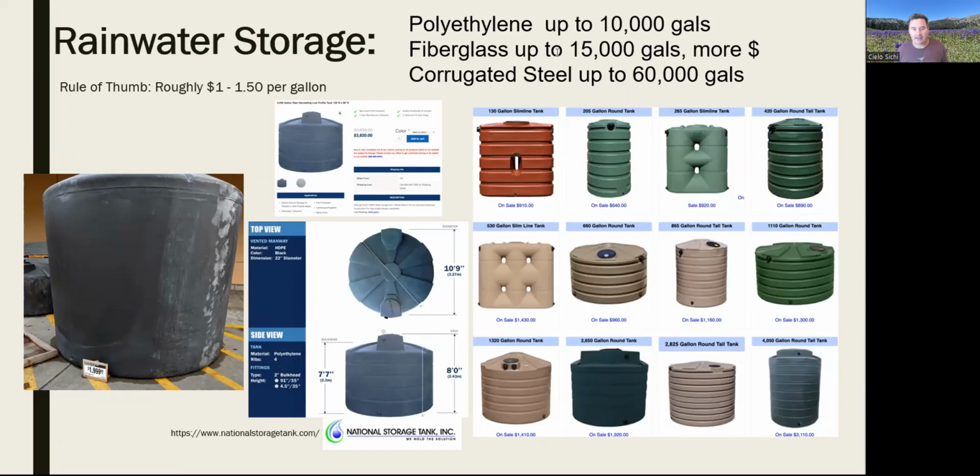And finally, corrugated steel tanks. You can get up to 60,000 gallons of storage out of these. And again, they're more costly. General rule of thumb is roughly $1 to $1.50 per gallon for storage when you're purchasing the actual tank itself. So if it's a 10,000 gallon polyethylene tank, you're looking at probably about $10,000.